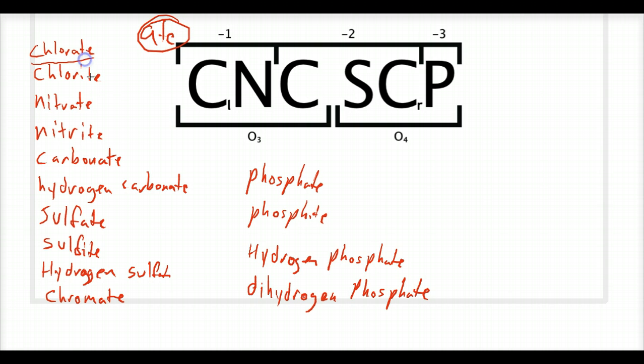So we have our chlorate, nitrate, carbonate, sulfate, chromate, phosphate. We have those 6 with this chart. And with our -ite rule and the hydrogen rule, I multiplied that to get, I believe there's 14. 1, 2, 3, 4, 5, 6, 7, 8, 9, 10, 11, 12, 13, 14. So I was actually able to get 14 out of this little chart.